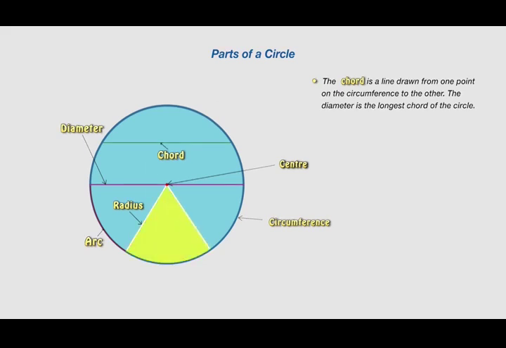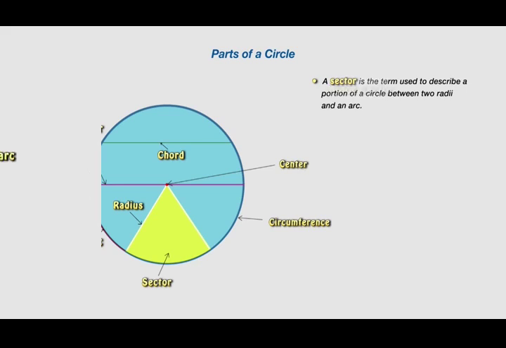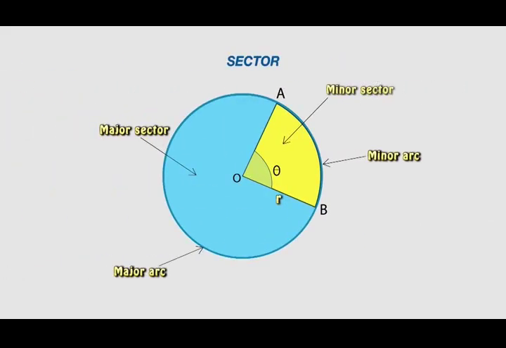Again, a sector. A sector is the term used to describe a portion of the circle between two radii and an arc. For example, a semicircle is a sector of a circle because it is bounded by an arc and two radii. The diameter is actually 2 radii. Similarly, what we call a quadrant is a sector because it is bounded by an arc and 2 radii.